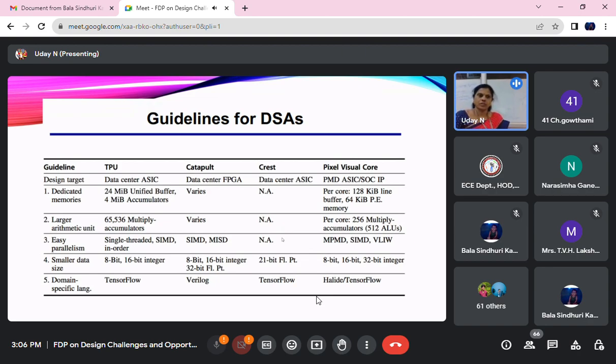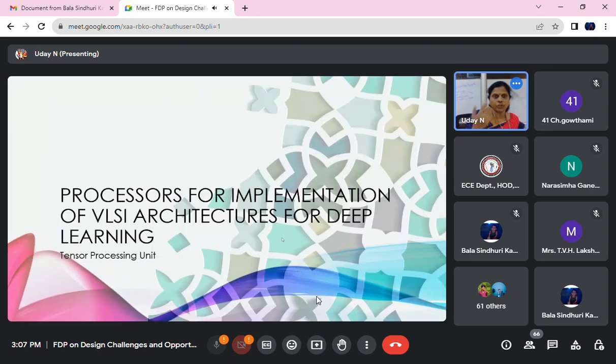So this is how we have to think when we are implementing deep learning architectures. For the design target, we should allocate dedicated memory. The architecture should have larger arithmetic units, and we should consider parallelism. We should consider small data size, and we should use a domain-specific language. So these are the important guidelines for implementation of domain-specific algorithms and deep learning architectures.